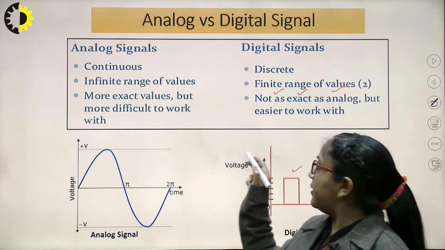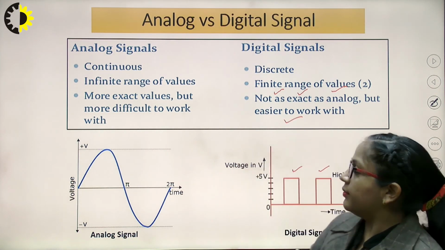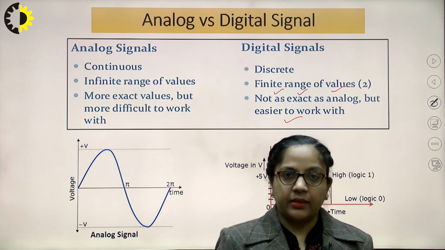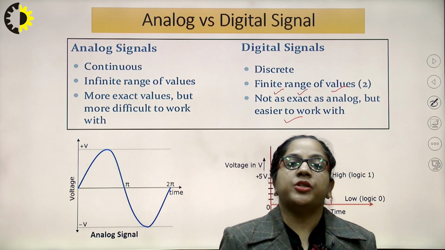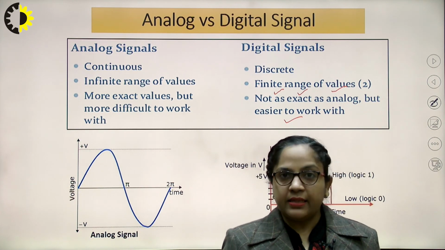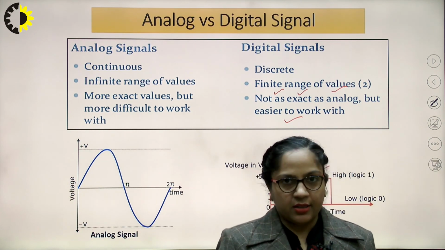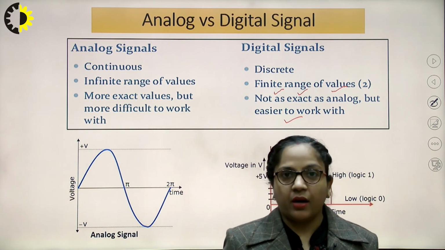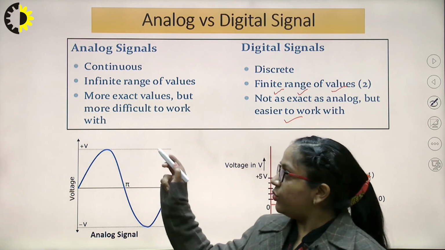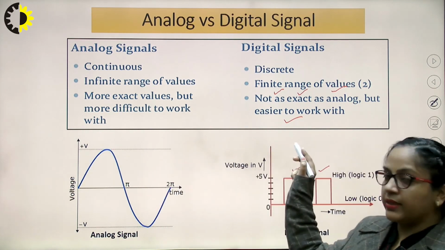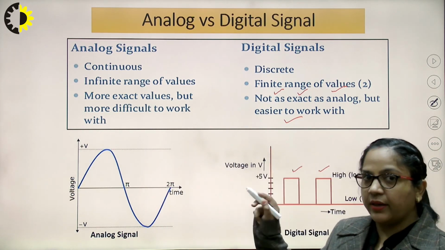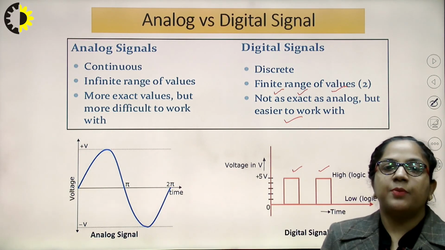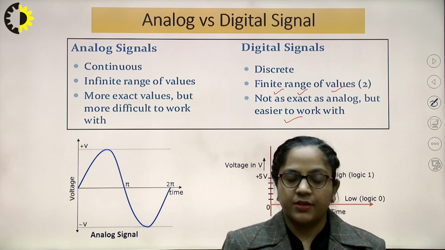while the digital signals will not give the exact value, but their processing, their transmission and their reception is far easier in comparison to analog signals. So that is why we prefer digitization nowadays. So we need to convert analog signal into digital signal before working with digital signals. So these are the two main types of signals that we have discussed.